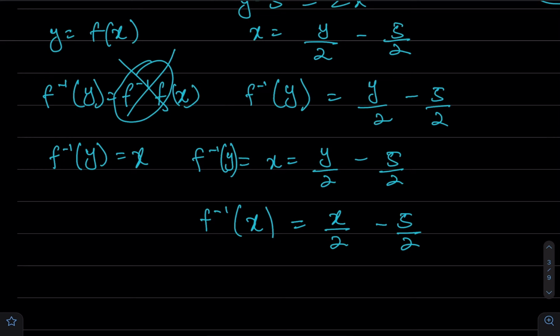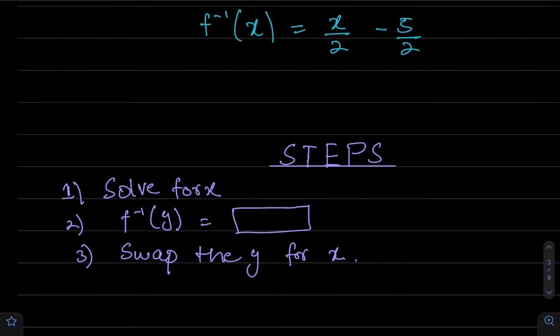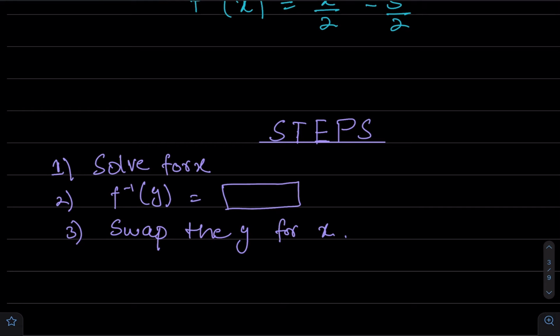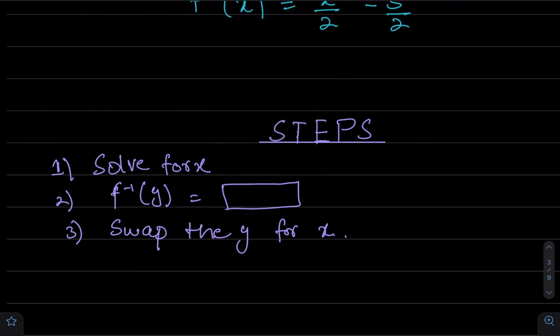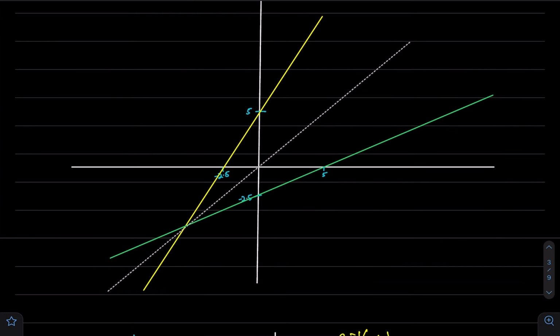Okay, so the steps for taking the inverse of a function: all you have to do is literally solve for x. Then you get this equation: f inverse of y is going to be equal to some equation, and then you swap the y for the x, and that's how you take the inverse of a function. Okay, let's take a look at this graph right here.